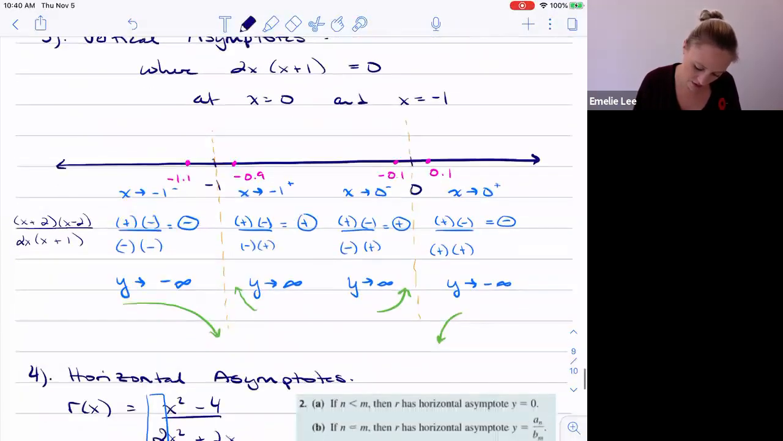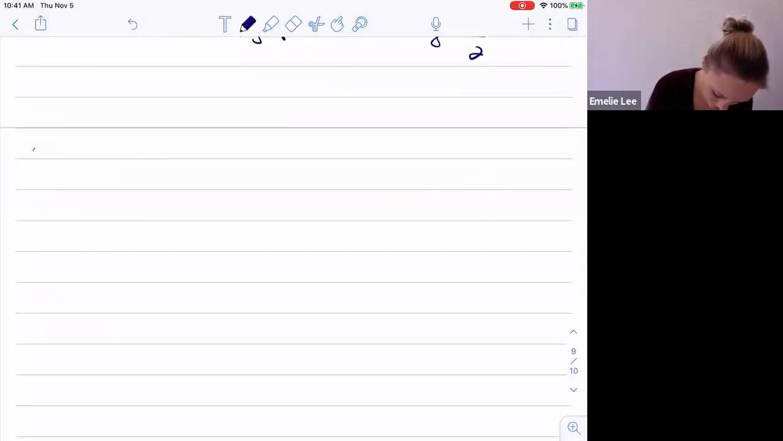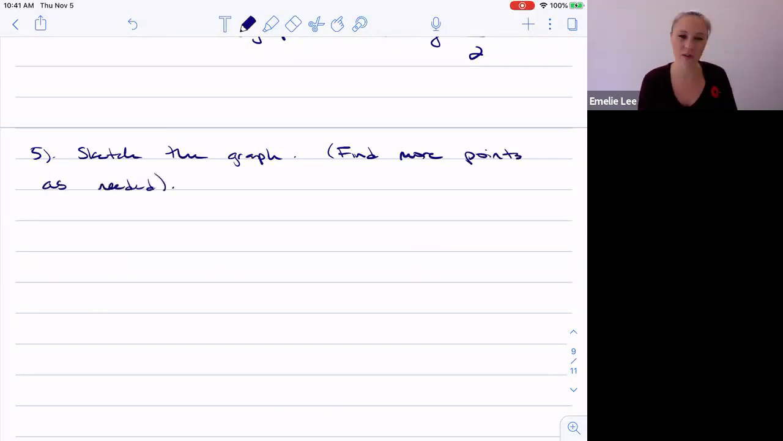We might need to plot some extra points. Step 5, sketch the graph. Okay. Find more points as needed. Right. It's one of those things we don't like to hear when we're learning stuff. As needed. How am I supposed to know when it's needed?